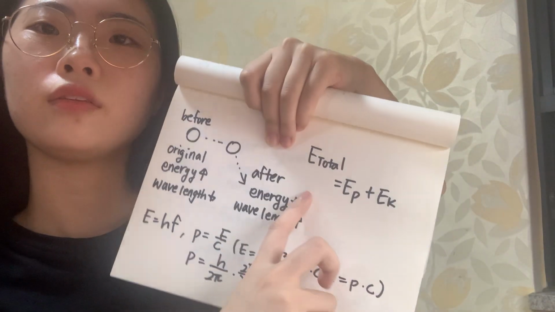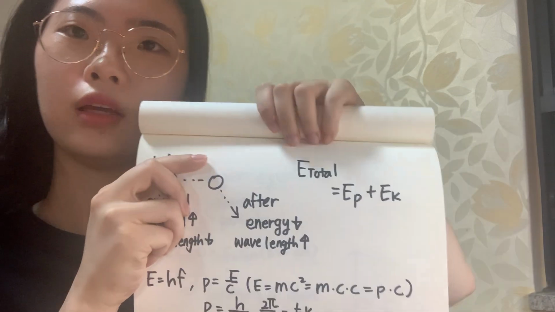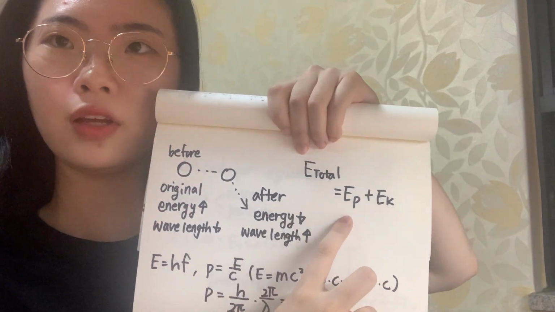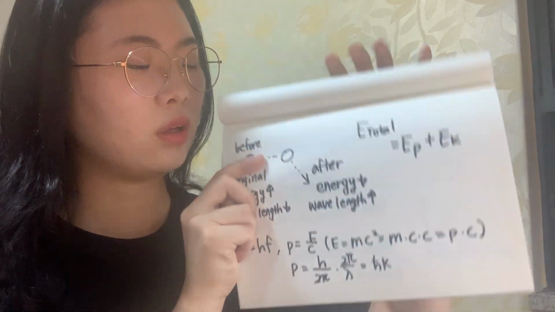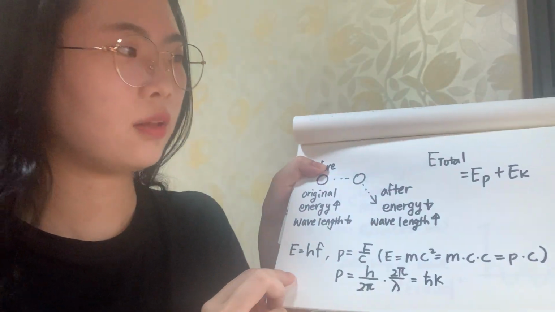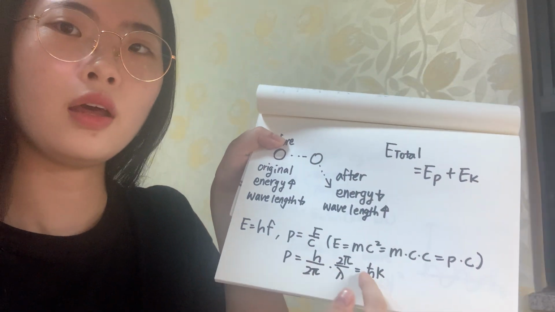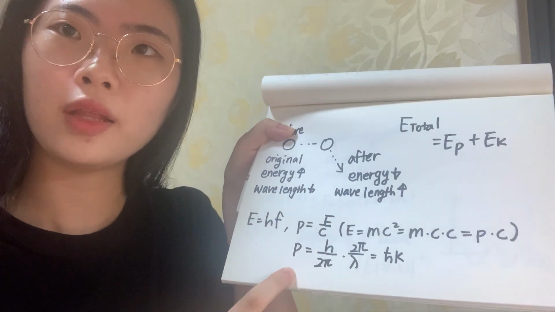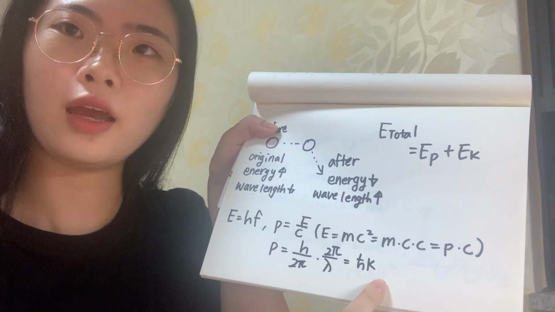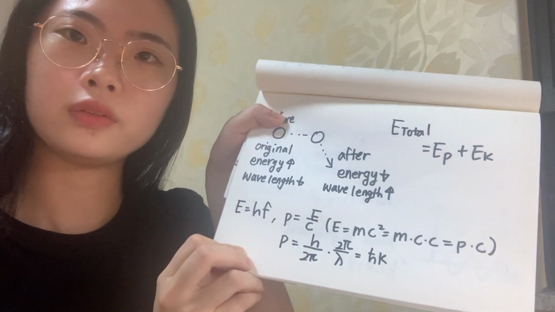Then let's look at total energy. Total energy is the sum of potential energy and kinetic energy. This is a very important concept. Then we can calculate energy with these equations. Then after, we can prove the momentum is h bar k. We can prove it based on this equation.